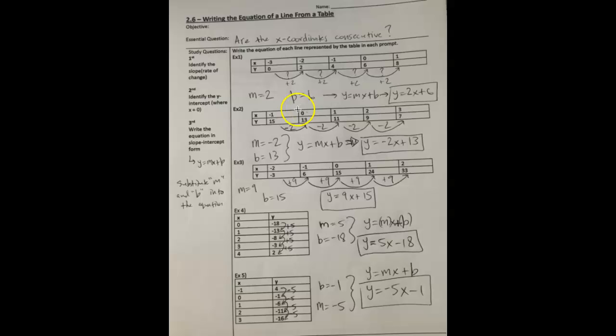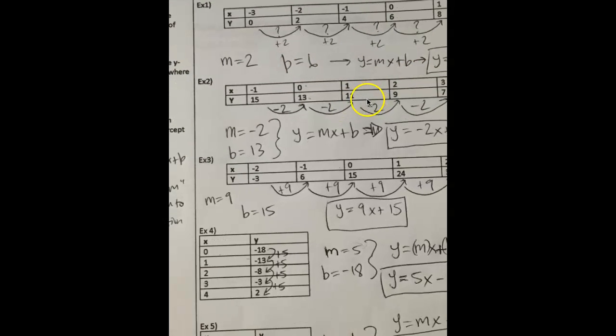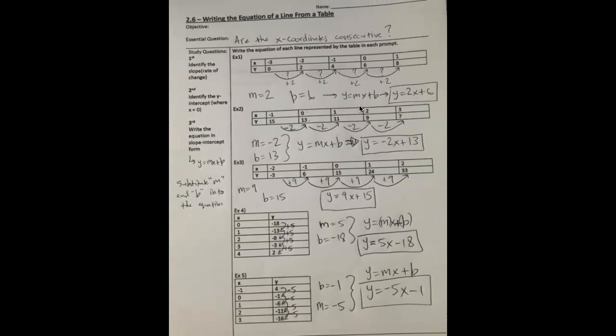Once I have my slope and y-intercept, I can plug it into this formula, y = mx + b. So, we are writing our equation in slope-intercept form, and so I'm going to plug in a 2 for m and a 6 for b to get y = 2x + 6, and that's the equation of the line that is represented by these points.